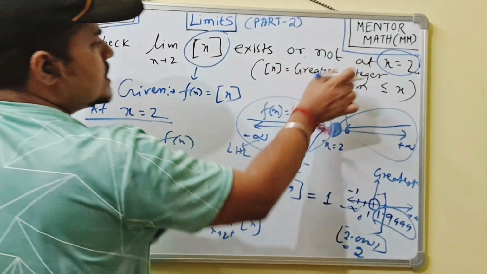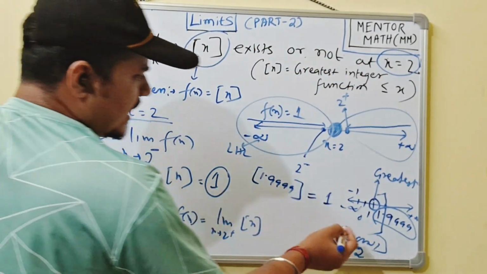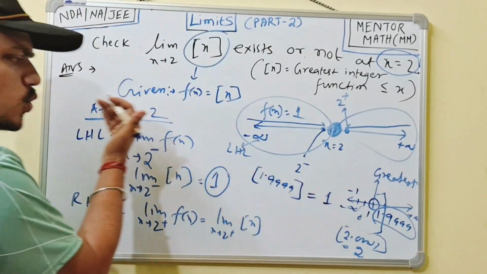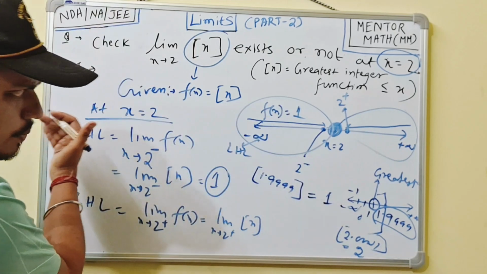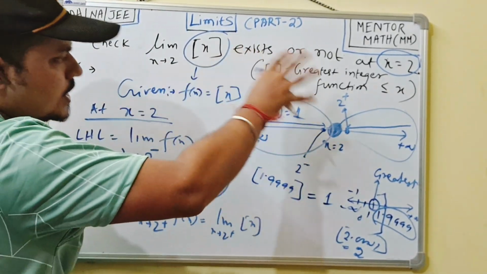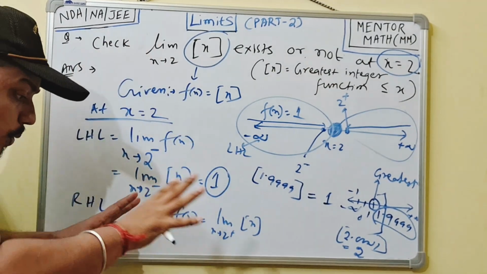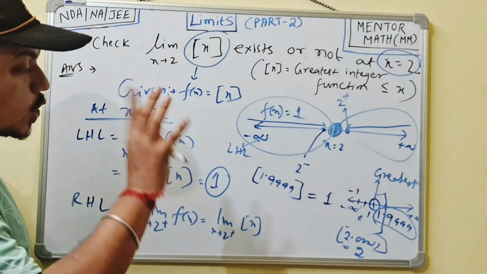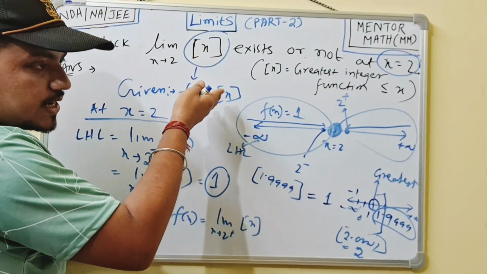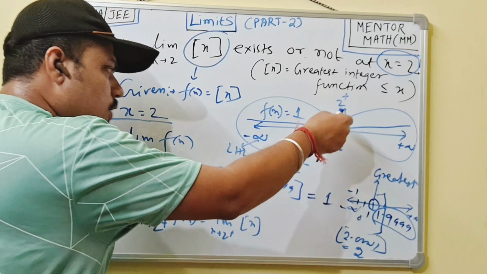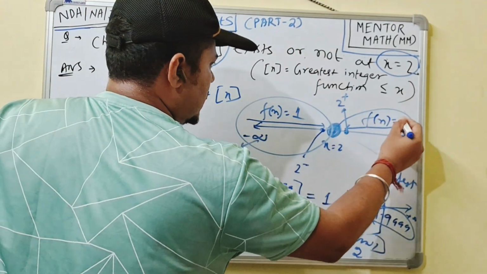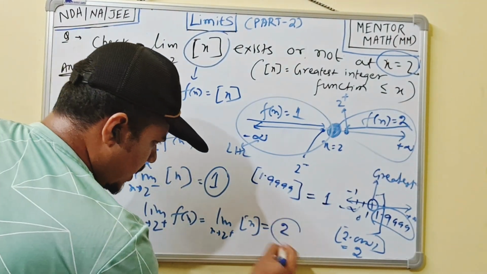Box is your greatest integer function, less than or equal to x. So if I take 2.001, whatever integers are less than 2.001: 2 comes, 1 comes, 0 comes, minus 1, minus 2, minus 3, all integers come. And in between those integers you have to search for which integer is the greatest. At that time obviously 2 is the greatest. That's why this is the greatest integer function. So whatever close value you take, the box function gives 2. f(x) is equal to 2. So here also you can put 2.